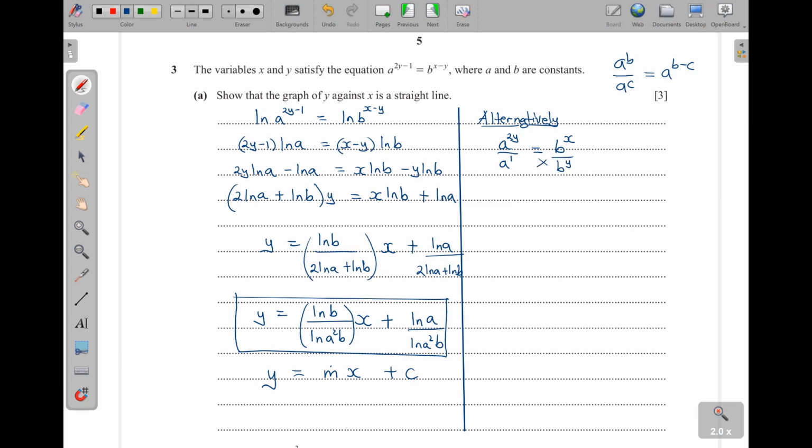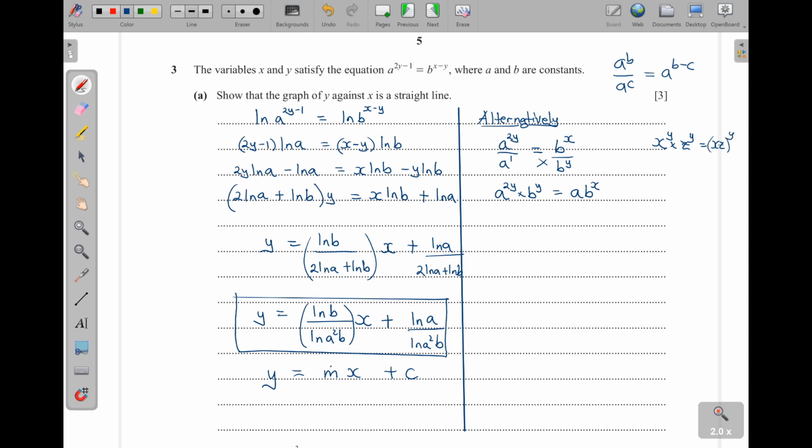Then I can cross multiply such that I have y on one side. So a power 2y times b power y will be equal to a times b power x. Now in indices, we have a rule that if you have x power y times, let's say, z power y, this is the same as saying xz, then power y.